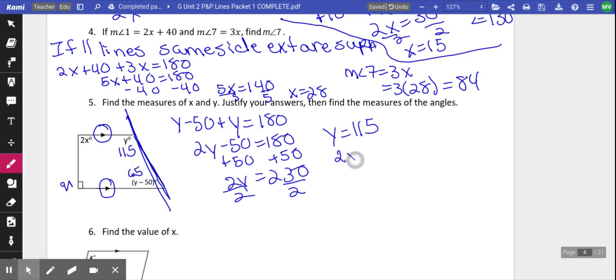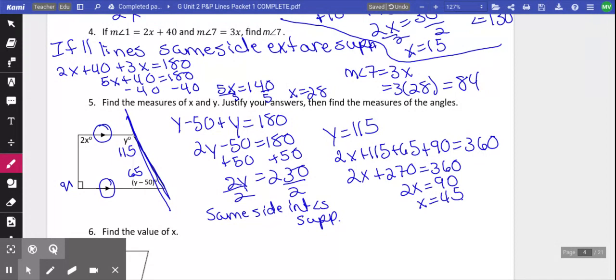So that means that 2x plus 115 plus 65 plus 90 is equal to 360. So again, pause and finish that. Okay, so I solved the first one by using same side interior angles or supplementary, and I got y equals 115. I then used the idea of the quadrilateral. However, I really didn't have to. I could have used same side interior again and said 2x plus 90 equals 180. That would have given me the same answer of x equals 45.